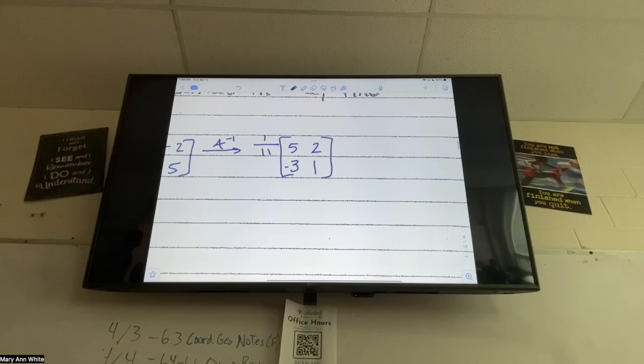And I know that we want decimals a lot. I just want you to distribute this through and leave it as a fraction. Multiply each of these by 1 over 11, which I actually think is easy because there's no simplifying to be done. It's 5 over 11, 2 over 11, -3 over 11, 1 over 11. That's as good as that gets. That's our final answer.